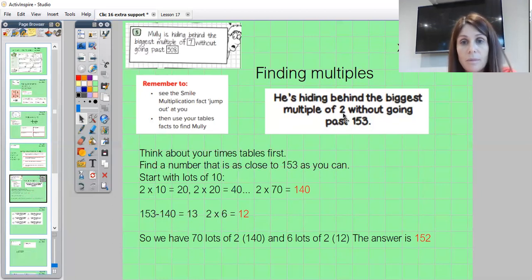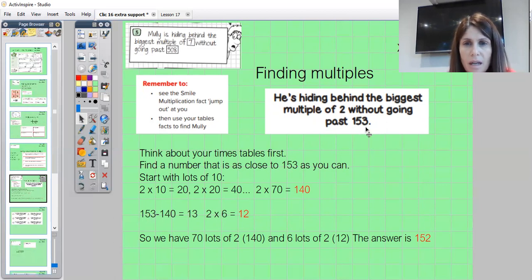If I go through all of my times tables, 2 times 1, 2 times 2, 2 times 3, and so on, it's going to take me a really, really long time to get to anywhere near this number 153. So I'm going to make those chunks bigger by multiplying those by 10. So for instance here, look, 2 times 10 is 20, 2 times 20 is 40, all the way up to 2 multiplied by 70, which is 140. Now if I go any further than that, 2 multiplied by 80, I'll get 160, which is past 153. That's too many.